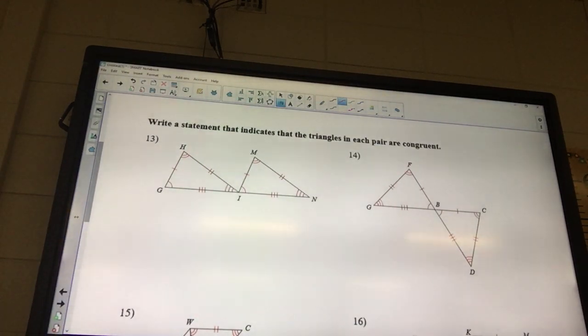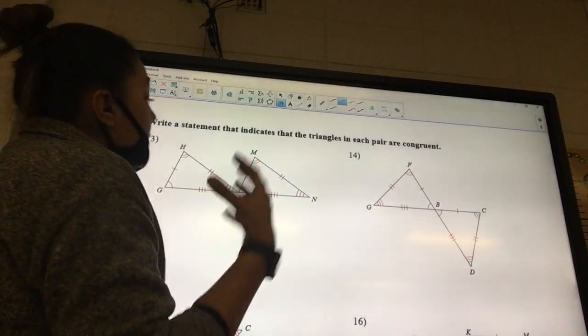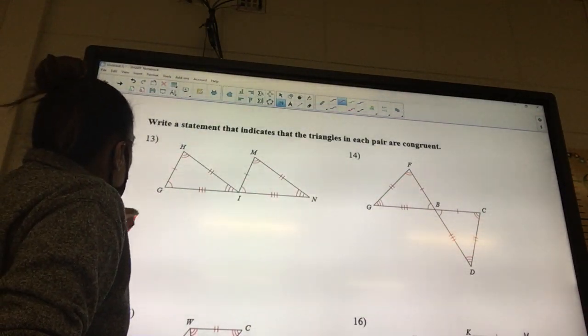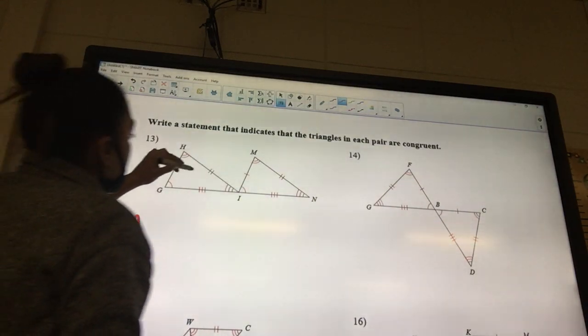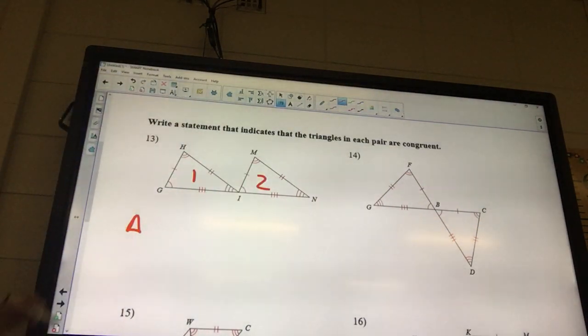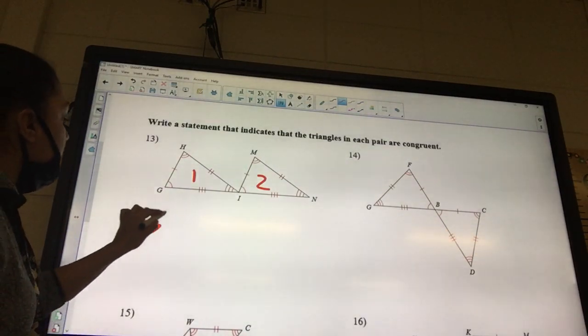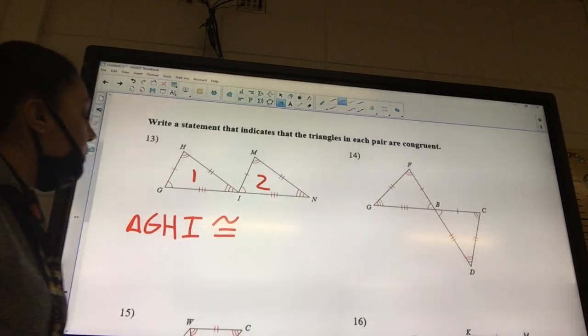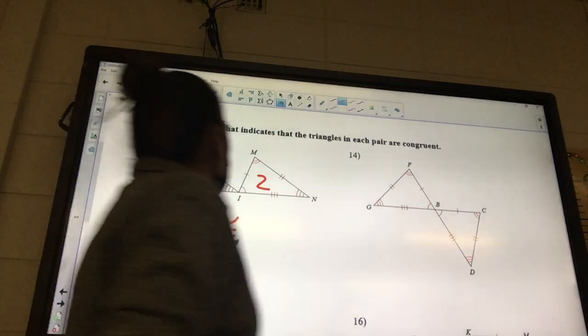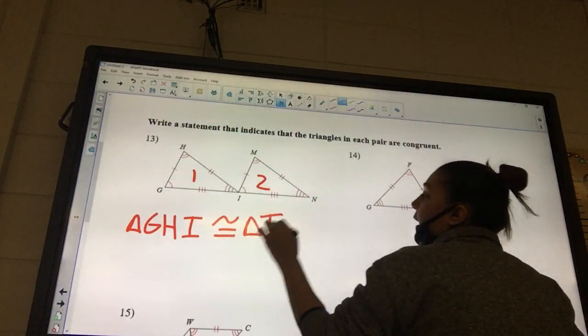13 through 18 says, write a statement that indicates that the triangles in each pair are congruent. Okay? So, we need to write the statement, and we're going to say triangle, and this is the answer. Triangle, because we're talking about the whole triangle. What is angle 1 on this first triangle? We got these two triangles. G, what comes next? H, I is congruent to triangle IMN.